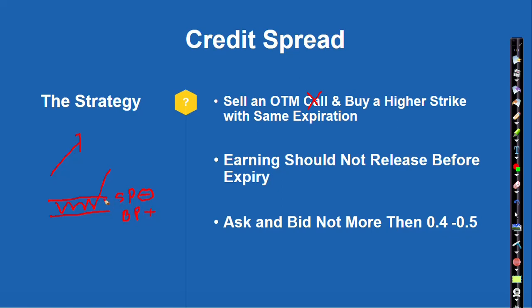In this, we are going to sell a put, and we will buy a put at a higher strike price with the same expiry. Selling the put means we collect the premium, and buying the put protects our risk. Let me show you in this chart.